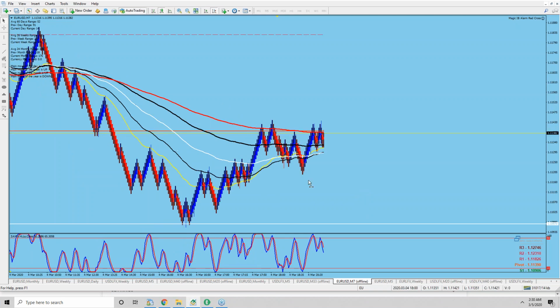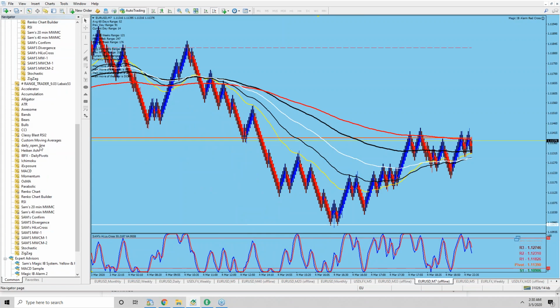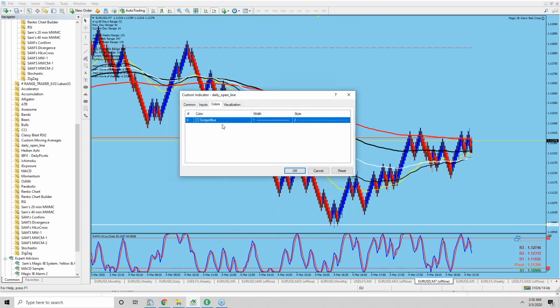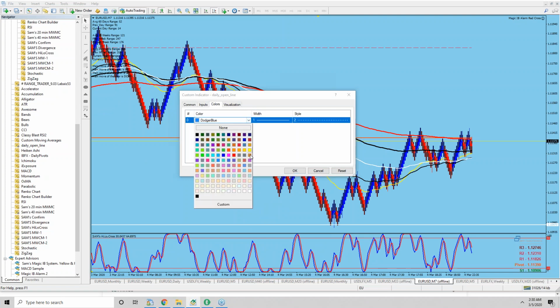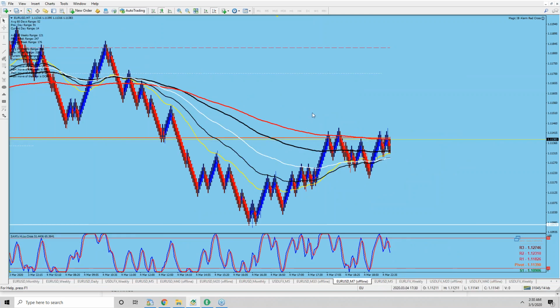Especially in the beginning, the day is starting. I don't know why I don't have that white line here, the daily open line. I'm just gonna put it back in here. I like it white. Okay, so this is the day open. This is what happened. Right here was the Asia open, and even after several hours, we are still here. So let's see what London is gonna do.